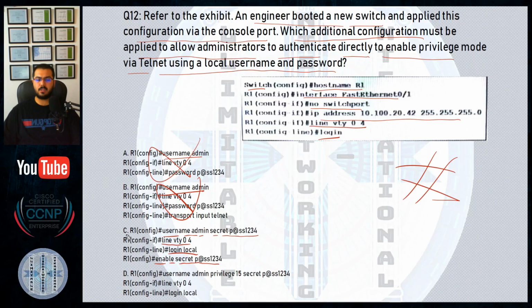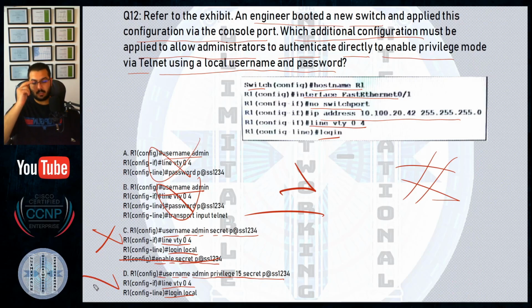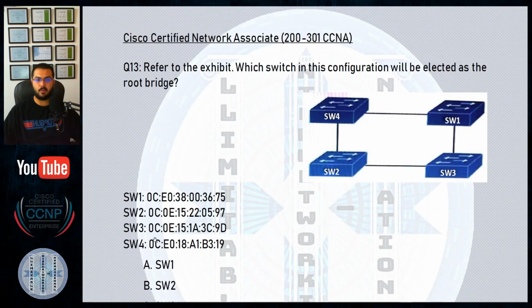Enable secret pass. This is correct, but this will not log in directly after typing the username and the password remotely via telnet, because telnet is enabled here. This will not log you directly to the enable privilege mode, because the enable privilege mode is protected with a secret. This will log you directly to the user exec. So we will need to remove that line. So this one is false and faulty, and this one is correct: a username with a privilege, a line vty, a login local without mentioning the enable secret. So this will allow you to log in directly to the enable privilege mode.